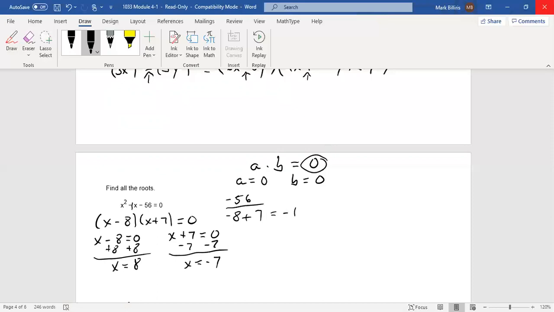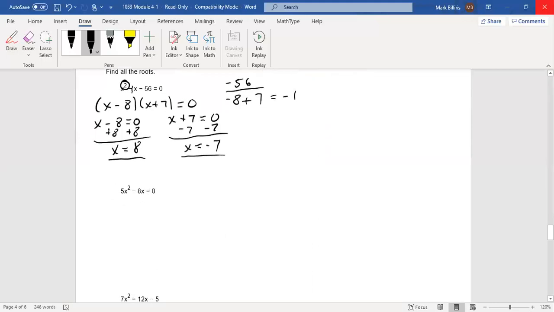So whenever we're solving these problems, if we look at our exponent 2, that will tell us how many possible solutions there are. So in this case, we had 2 possible solutions, and they are 8 and negative 7.